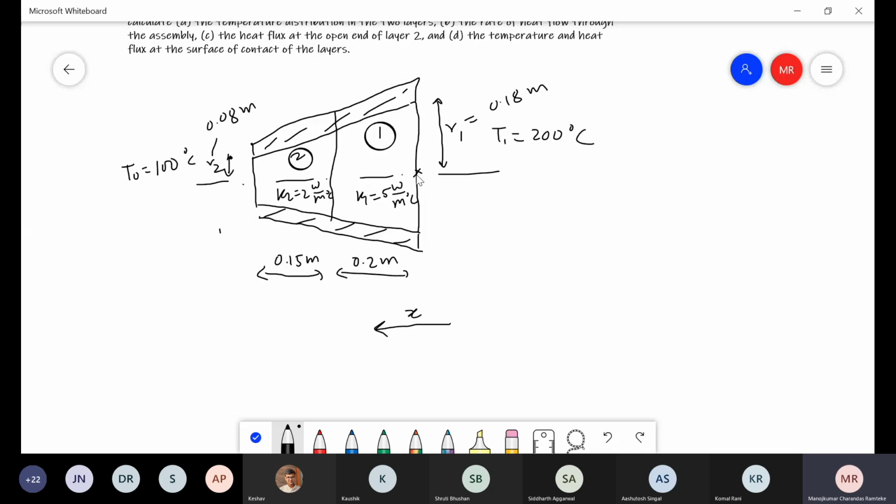So in order to find out the temperature distribution, first we have to make the shell balance. So please make the shell balance and find out the equation, the differential equation for the temperature. There is no generation, there is no accumulation term given. So please make a shell balance.